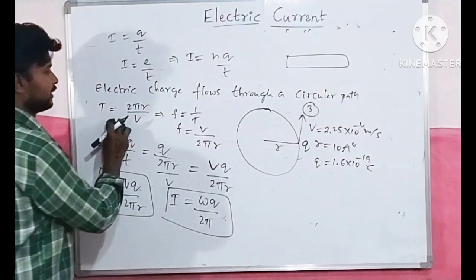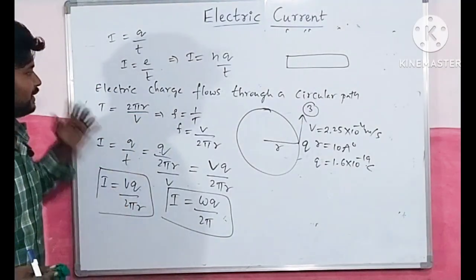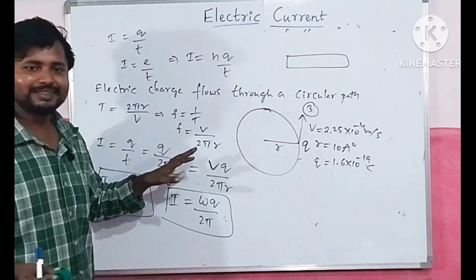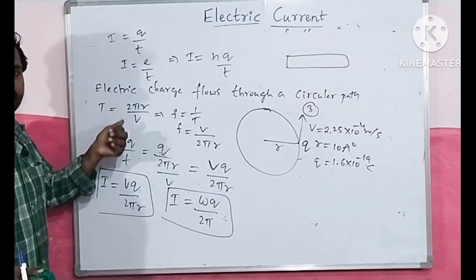Next, once again we have to recall that when the current flows through the circular path, the time period equals distance by speed, which is 2 pi r by v.